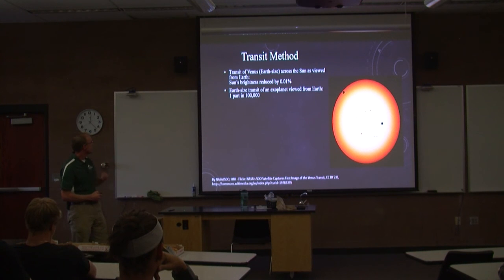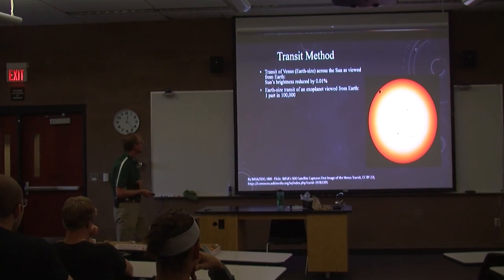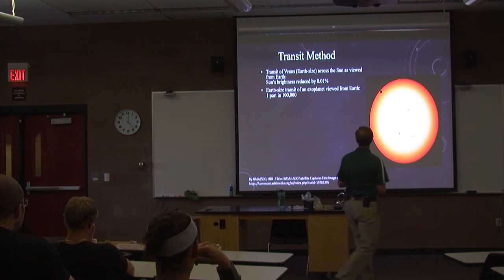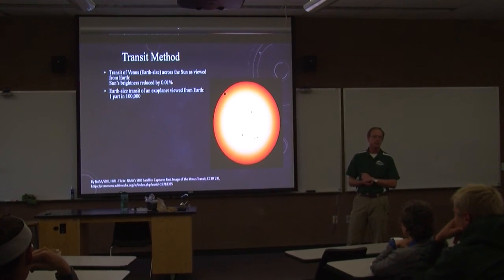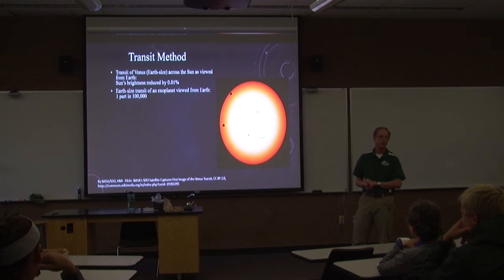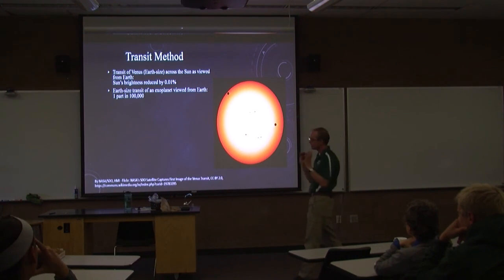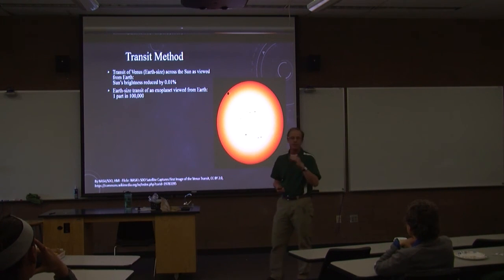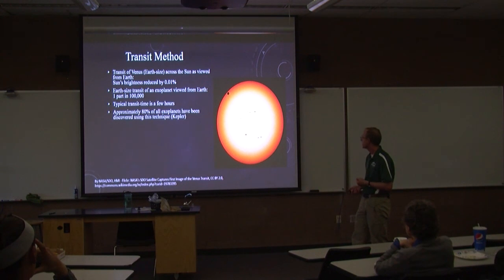Here on Earth, we get about a 1% drop in the brightness of the sun due to Venus, but we're pretty close to Venus when it does that. An Earth-sized transit of an exoplanet, as viewed from Earth, reduces the intensity by a factor of one part in 100,000. So imagine trying to detect that. You have a headlight or a flashlight, right? Can you detect the dimming by one part in 100, much less one part in 1,000?